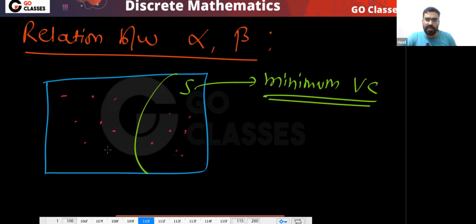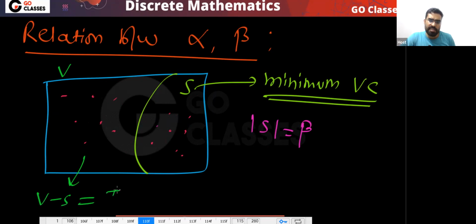S is your minimum vertex cover, which means the cardinality of S is what? Beta, because I am assuming that S is the minimum vertex cover. Then what can you say about V minus S? You can say that this is an independent set, right? This V minus S is an independent set.